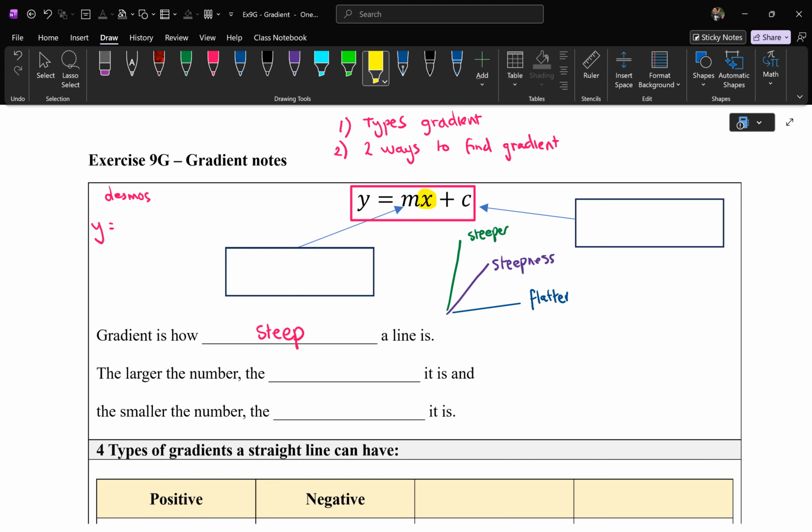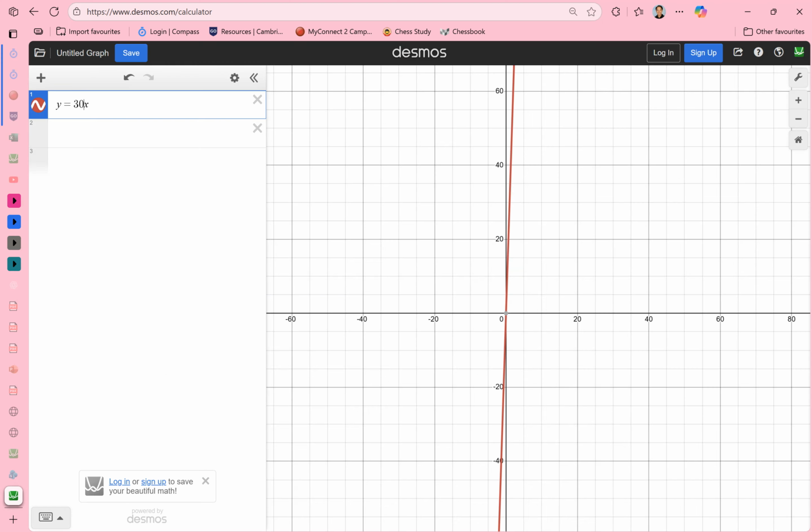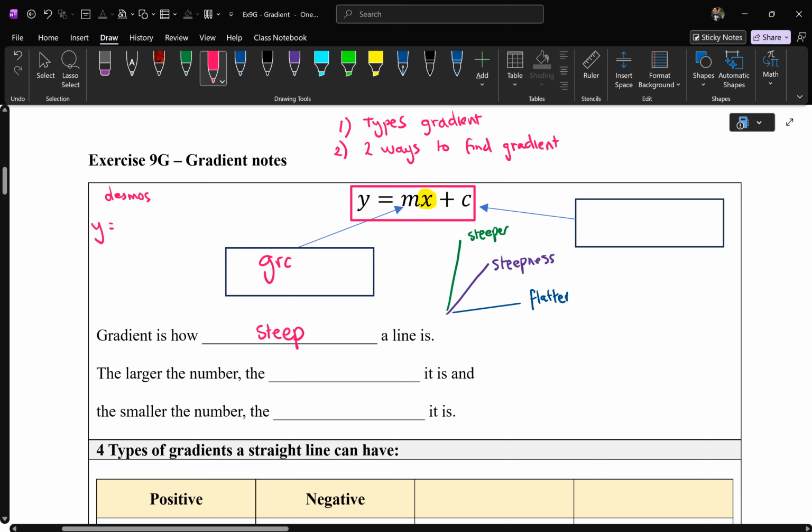The steeper it is. But what was that called then? The steepness of a line is determined by the gradient. So we've got a special name for it. We just say, well, the number in front of x, they noticed that every time you change that number, 2x, 3x, 30x, all it does is change the steepness. So they gave it a name. They call this the gradient. Fill that in.